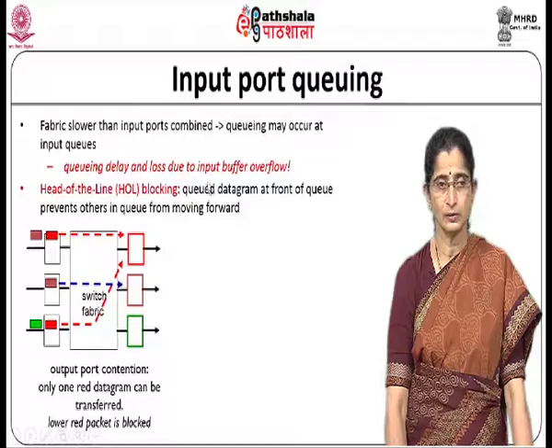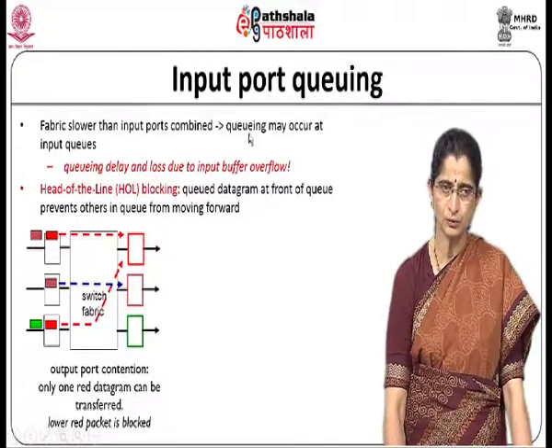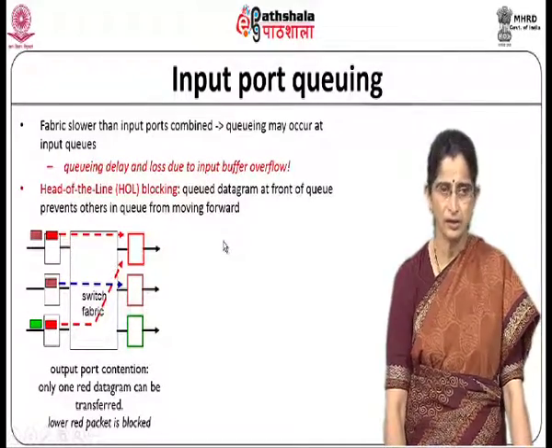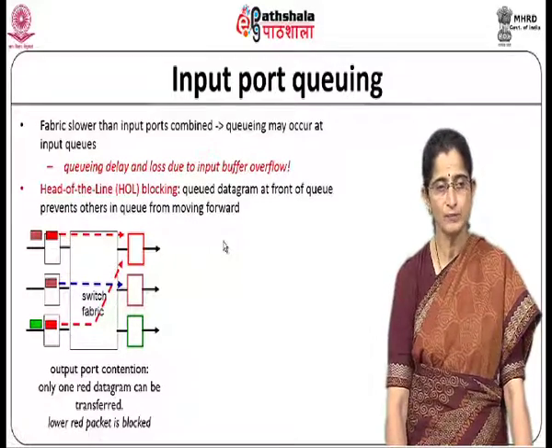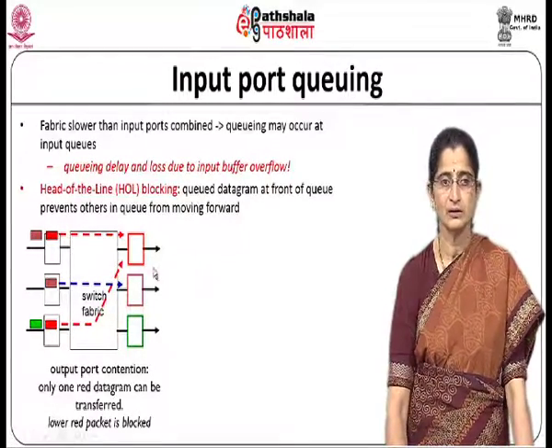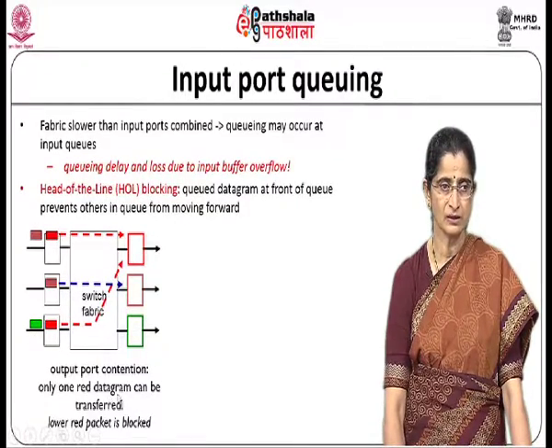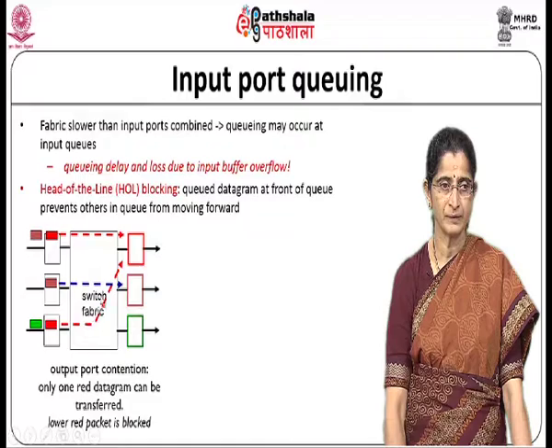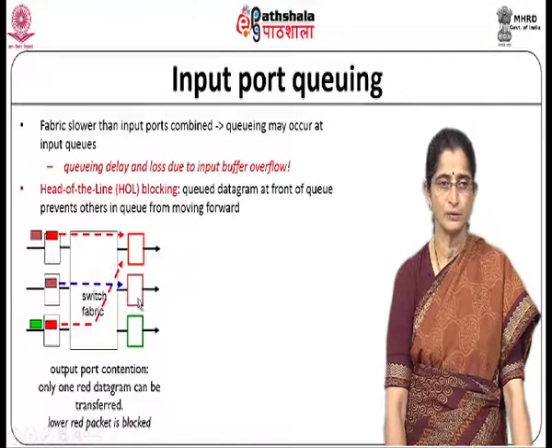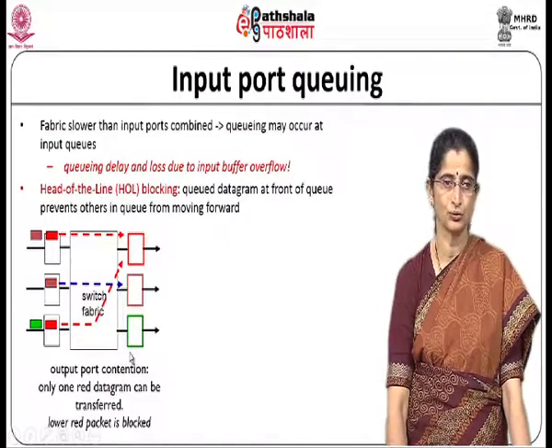That is one possibility, but one of the reasons why input port queuing is normally not recommended is that you have a problem called head of line blocking. Now, I will give you an example of this. If you look at this case, I have a red packet which is supposed to go here, a brown packet supposed to go here, and a green packet supposed to go here, let us say.